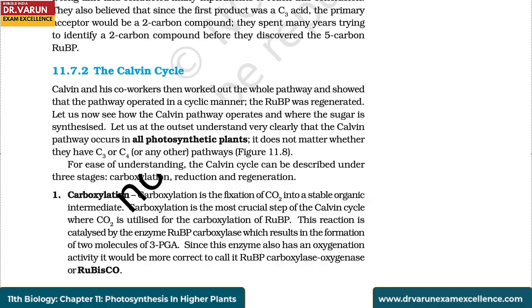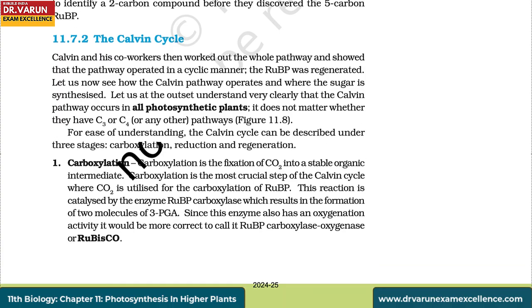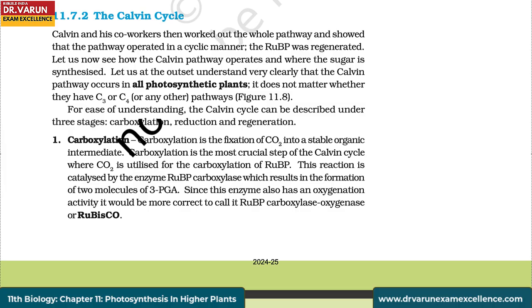Let us at the outset understand very clearly that the Calvin pathway occurs in all photosynthetic plants. It does not matter whether they have C3 or C4 or any other pathways. For ease of understanding, the Calvin cycle can be described under 3 stages: carboxylation, reduction and regeneration. Carboxylation is the fixation of carbon dioxide into a stable organic intermediate.